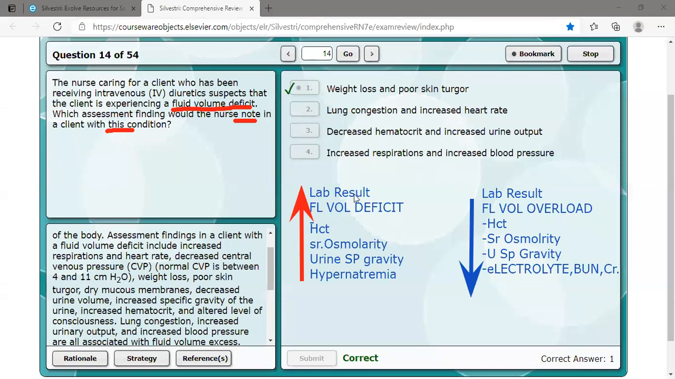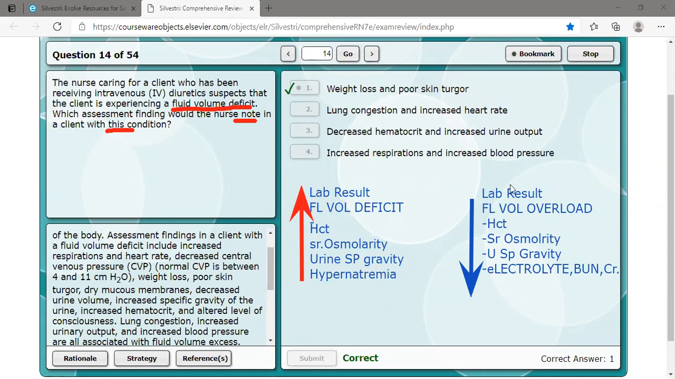So what are the lab results? During the fluid volume deficit, if you check the hematocrit, serum osmolarity, urine specific gravity, or sodium, all of them will be increased. Means increased hematocrit, increased serum osmolarity, increased urine specific gravity, which is more than 1.03, and also hypernatremia, which is more than 145 milliequivalents per liter.